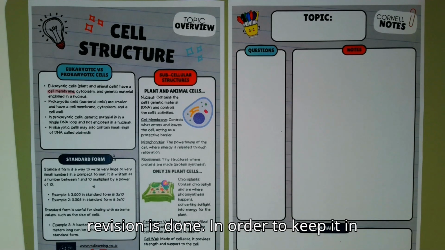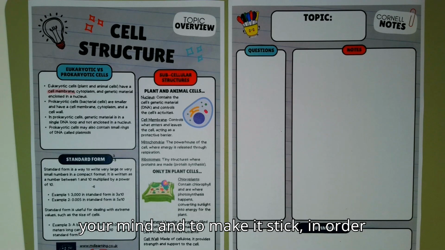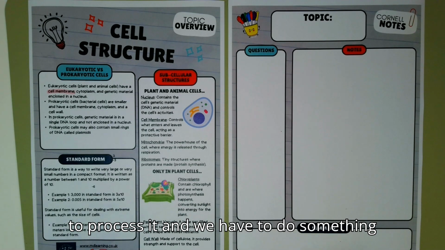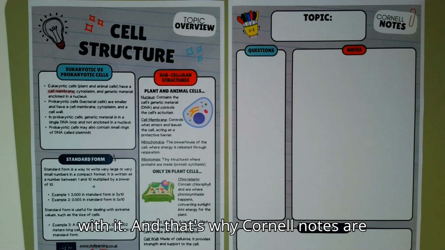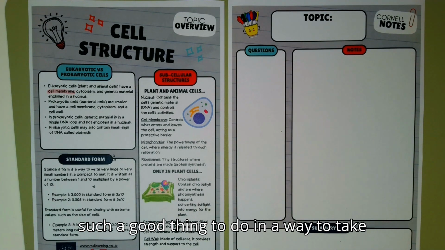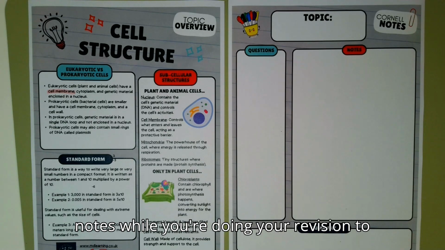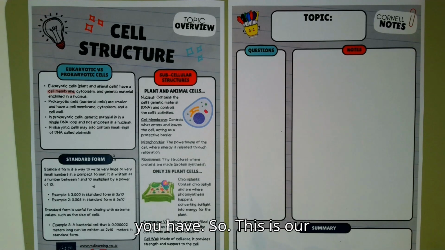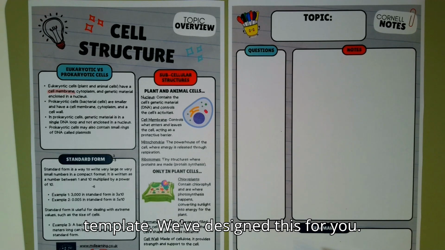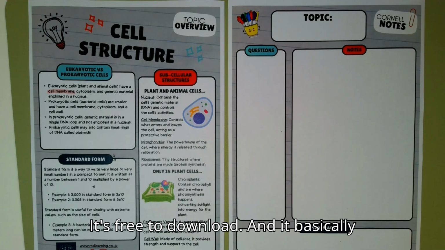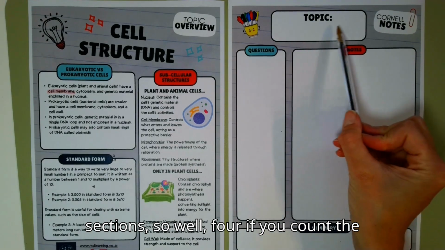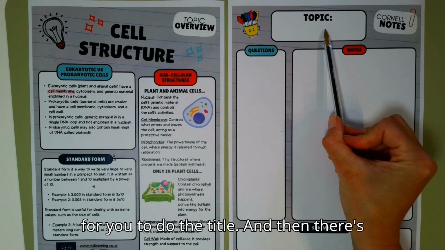In order to keep it in your mind and to make information stick, we have to do more than just see it or hear it. We have to process it and we have to do something with it, and that's why Cornell notes are such a good thing to do, a way to take notes while you're doing your revision to help you to engage with the material that you have. So this is our template. We've designed this for you. It's free to download, and it basically divides your paper up into 3 sections. So, 4 if you count the topic. So we've just left a space here for you to do the title.